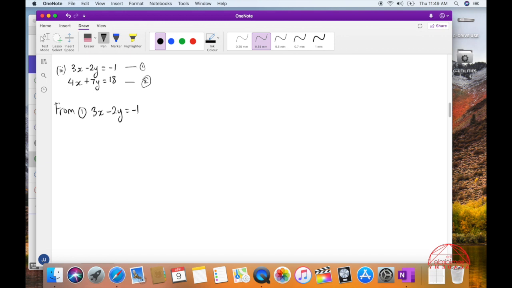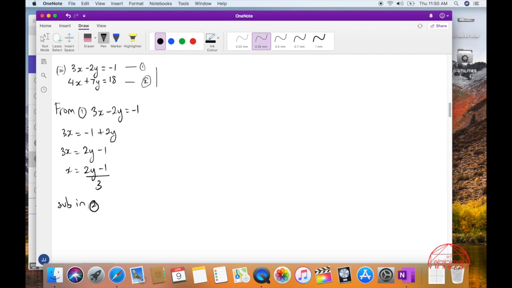So 3x is equal to negative 1 plus 2y. Right? I could actually flip this. 3x is equal to 2y minus 1. Right? I just put the positive in front. X is equal to 2y minus 1, all divided by 3. Now let's sub this in equation 2.